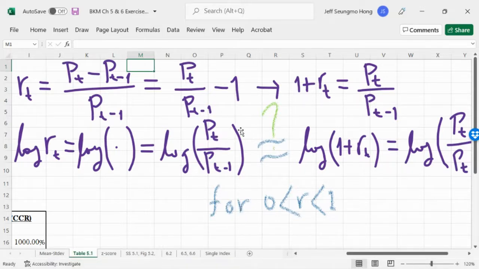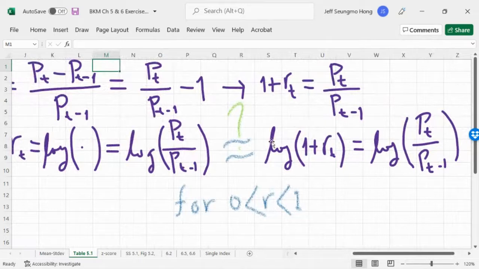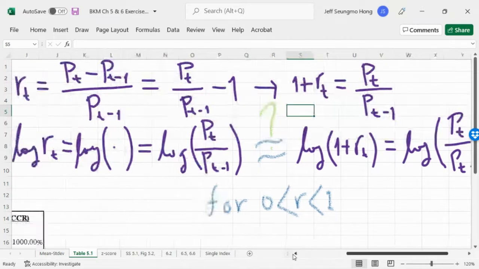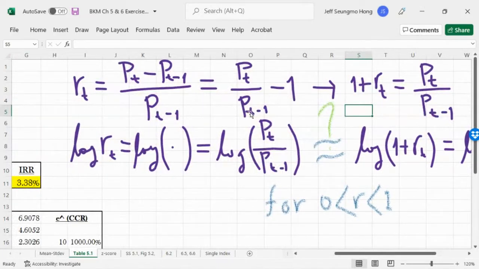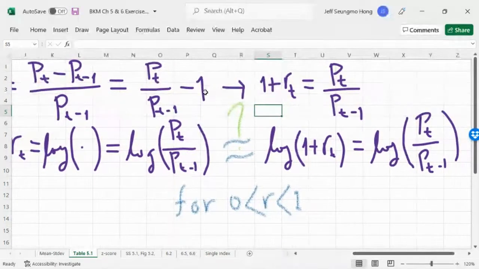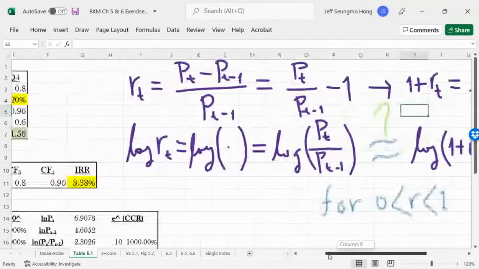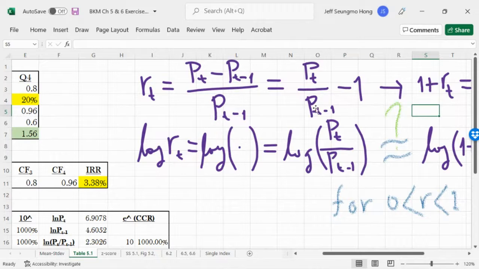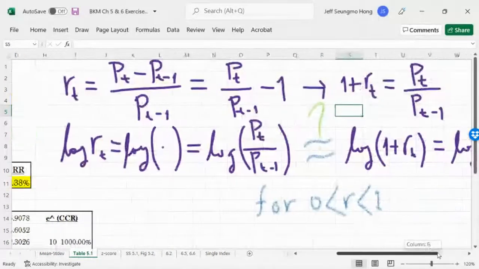Think about it. Pt over Pt minus 1 is the gross return, isn't it right? This is like taking the log of this thing. I told you, this is the net return. Net return is basically gross return minus 1. If we move this 1 to the other side, this will be 1 plus Rt, and the right-hand side will be just Pt over Pt minus 1, right?